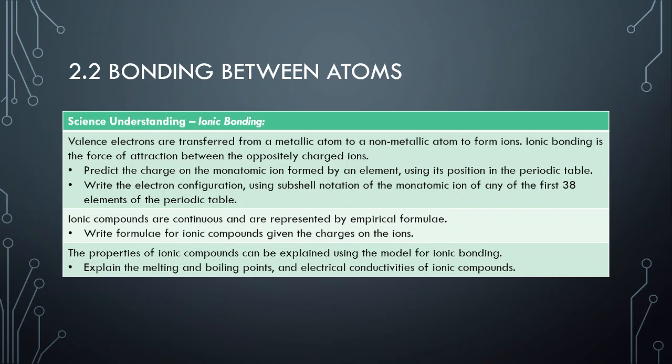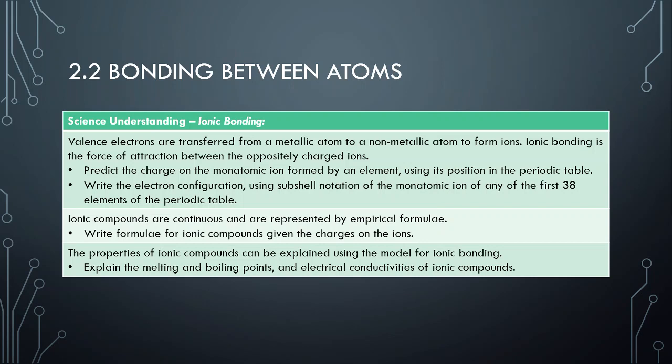Ionic bonding is the force of attraction between the oppositely charged ions. What you need to be able to do is to predict the charge on the monoatomic ion formed by an element using its position in the periodic table, and also to be able to write the electron configuration using subshell notation. It was covered in topic 1, so if you have forgotten how to do that, make sure you can do that.